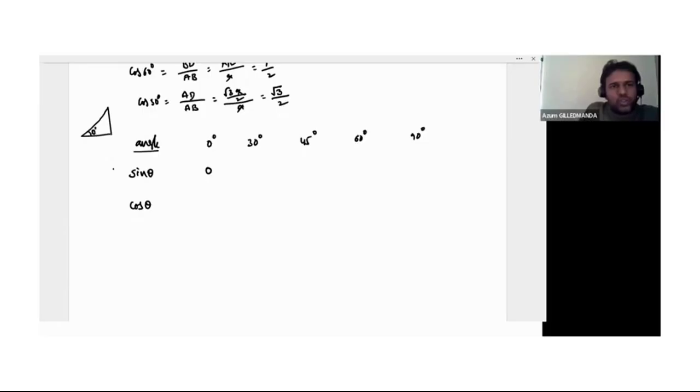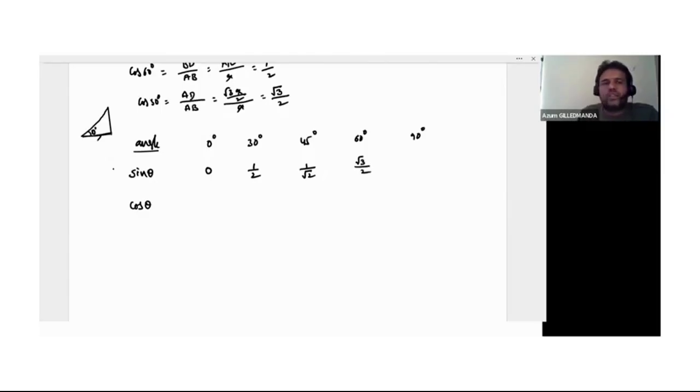If this is 0, this 0 means this line is here basically, right? It coincides with the base of the triangle. When it coincides with the base of the triangle, then there is no opposite side. For the triangle, it will be just a line. So there is no opposite side. So the length of opposite side is 0. So 0 by anything is 0. That's why sine 0 is 0. You got it, right? And sine 30. Sine 30 we found that was 1 by 2. And 45 we found that was 1 by root 2. 60 degrees we found that was root 3 by 2.